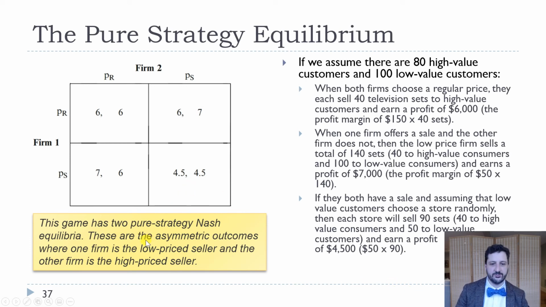So you can find the Nash equilibrium, the pure strategy Nash equilibrium. It's the PSPR outcome. But it's not actually, the pure strategy is probably not the best option. The best option is a mixed strategy.